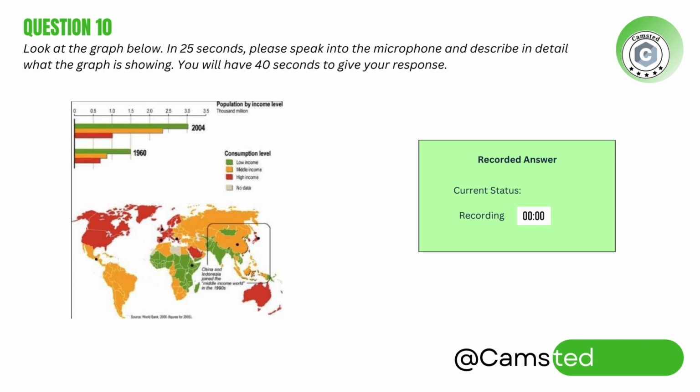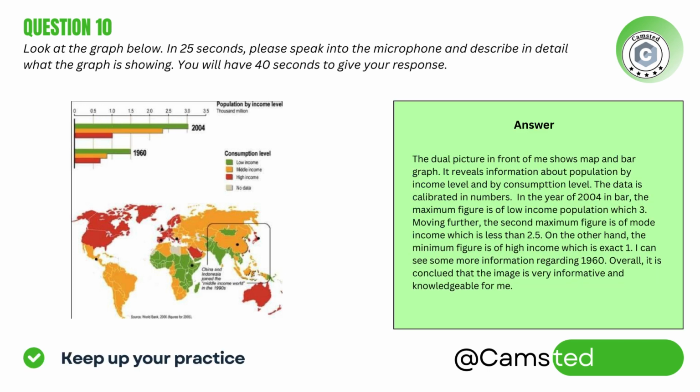The dual picture in front of me shows map and bar graph. It reveals information about population by income level and by consumption level. The data is calibrated in numbers. In the year of 2004 in bar, the maximum figure is of low-income population, which is 3. Moving further, the second maximum figure is of middle income, which is less than 2.5.